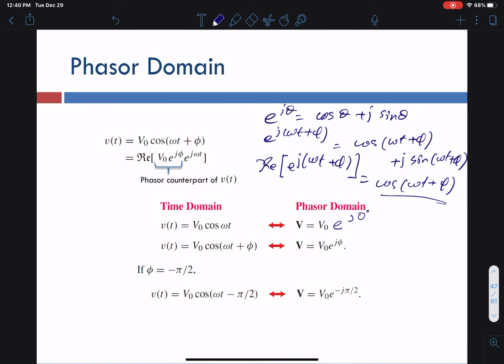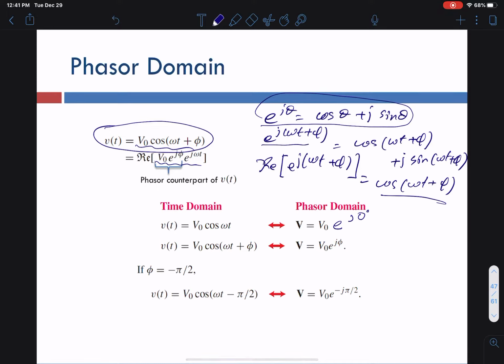So how is it done? This is a time domain signal right here. If I want to go to phasor domain, I'm going to replace this with this equation over here, and we're going to take the real part of it. That is what a phasor domain signal is, right? So if I use Euler's identity equation and convert with this equation here, I have this, right?